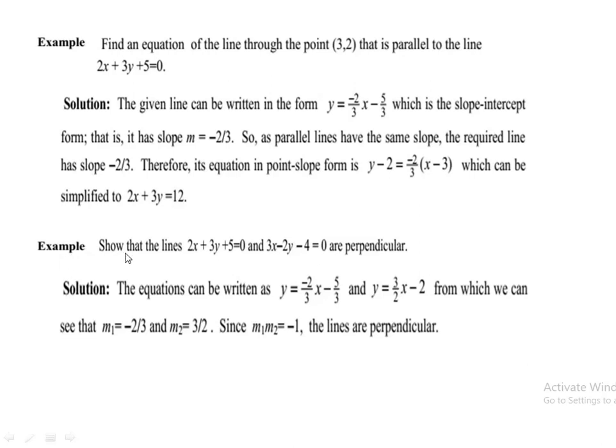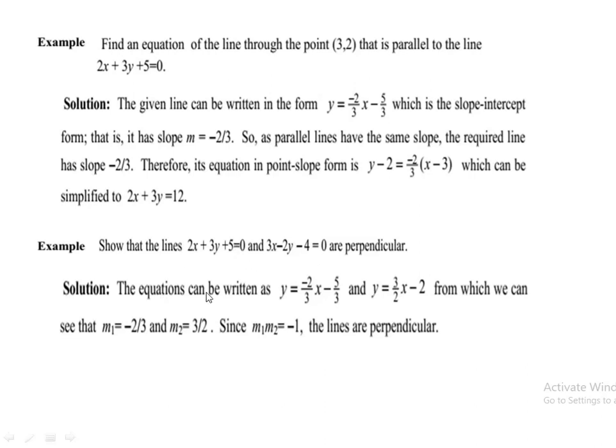Another example: show that the lines 2x plus 3y plus 5 equals 0 and 3x minus 2y minus 4 equals 0 are perpendicular. To show these two lines are perpendicular, first we need to find their corresponding slopes. After we obtain the slopes, if the product of the two slopes is -1, or if one slope is the negative reciprocal of the other, then the two lines are perpendicular.